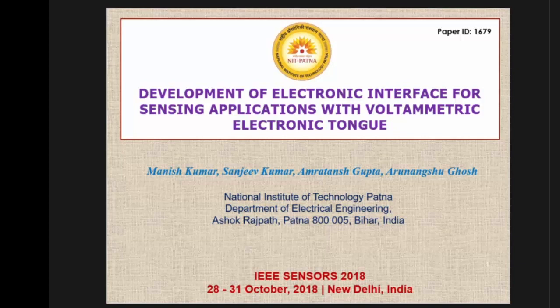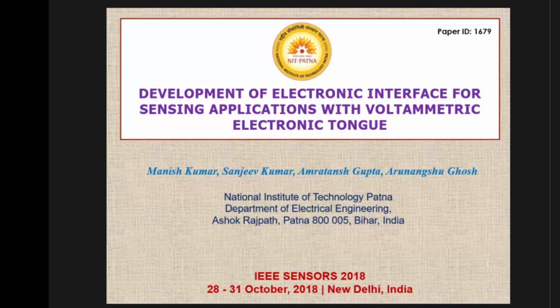My name is Arunangshu Ghosh. I work as an assistant professor at National Institute of Technology, Patna. This work has been the contribution of undergraduate students and postgraduate students, and it is also a part of a project that is running and funded by the Government of India. Development of electronic interface for sensing applications with voltammetric electronic tongue.